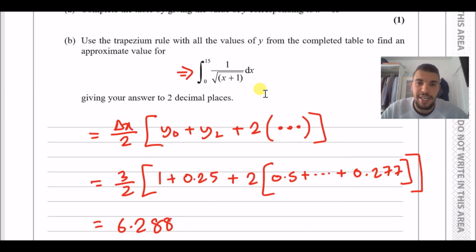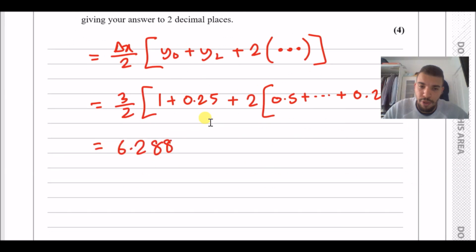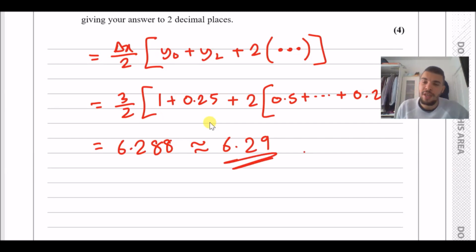It says give your answer to 2 decimal places. So 2, yeah. Here we got 3. So therefore we're gonna round this up to 6.29. Yeah, and that's one done.